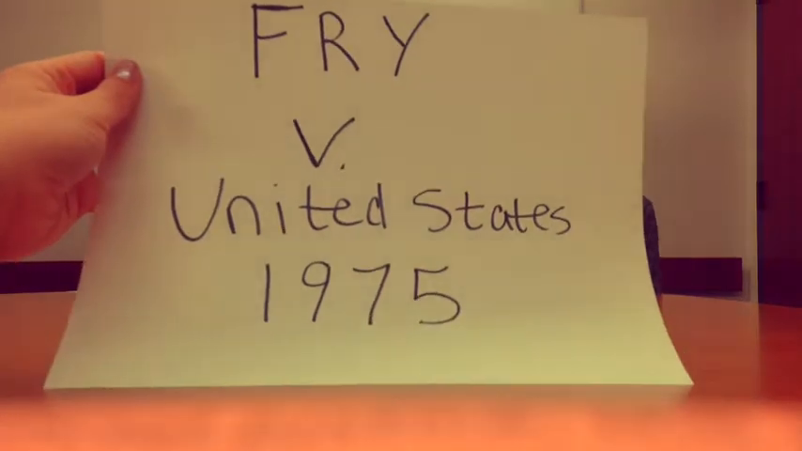The next case is Fry versus the United States in 1975. Congress authorized temporary wage and price controls due to inflation during Nixon's term. The state of Ohio claimed the 10th Amendment right to act as a sovereign state in Fry versus U.S. The Supreme Court said wage controls were a valid exercise of the Commerce Clause, thus overruling their last ruling.